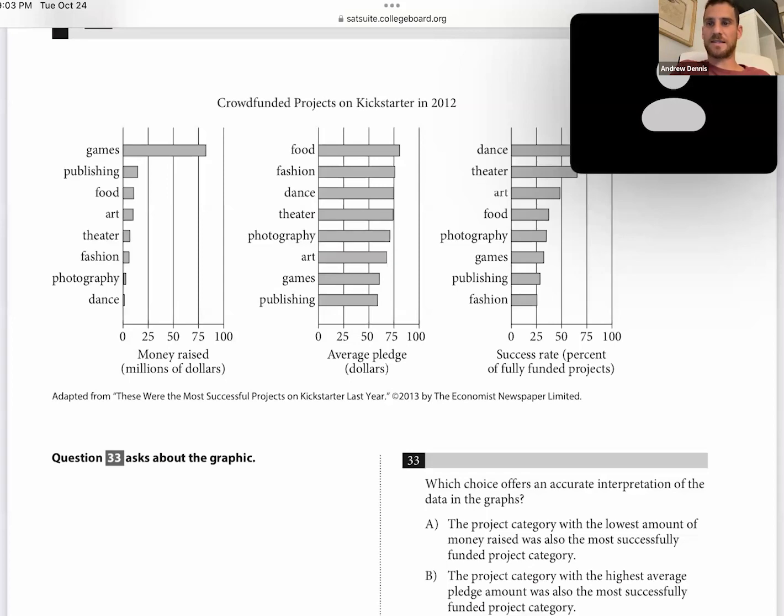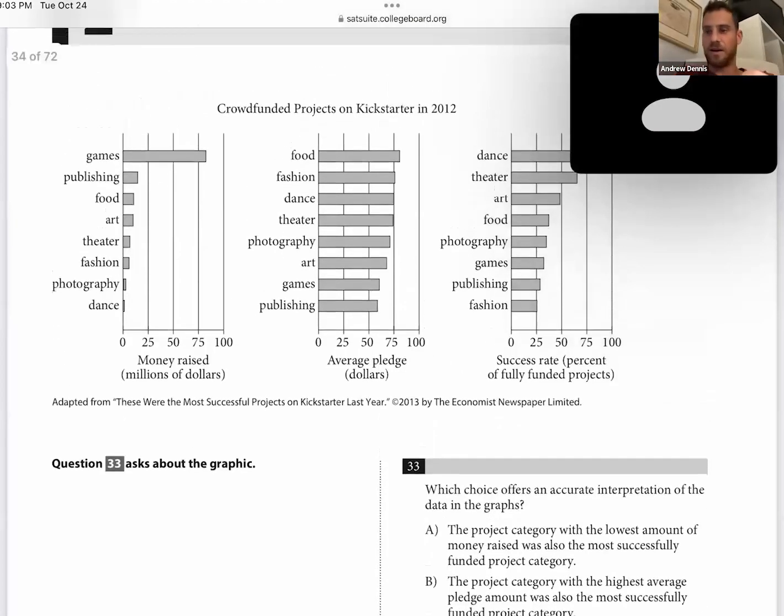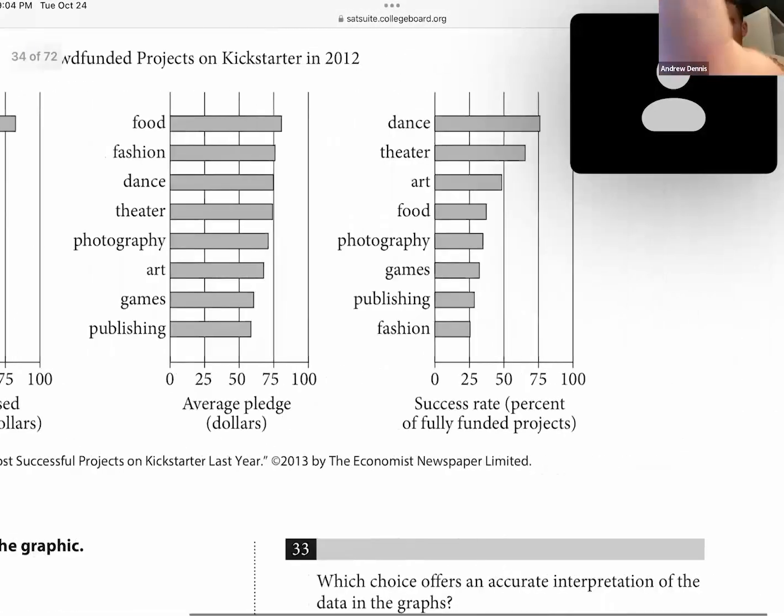Like dance had the least amount of money raised, but it had the highest success rate, right? So the project category with the lowest amount of money raised was also the most successfully funded project category, right? That's true right off the bat. A is true. Dance had the lowest amount of money raised, and it had the highest success rate.